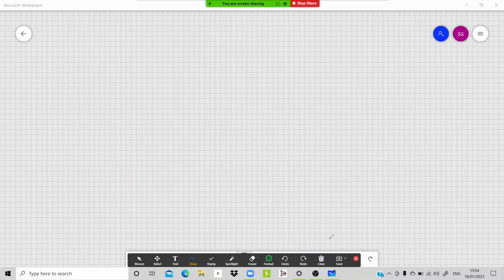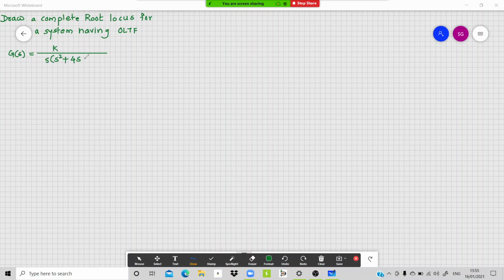Now we'll go for the numerical. Draw a complete root locus for a system having OLTF G(s) equal to K upon s(s square plus 4s plus 13). Right? And we'll try to draw the root locus for this.